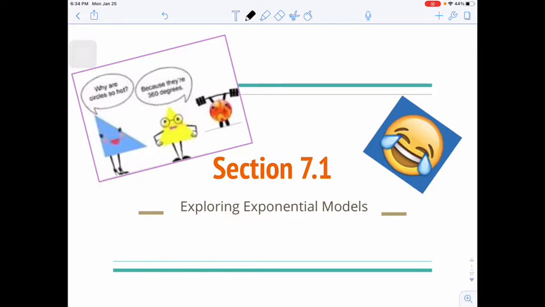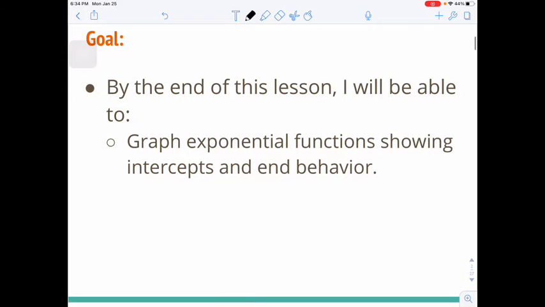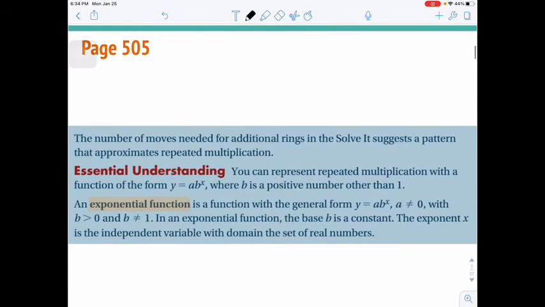Section 7.1 is exploring exponential models. Our goal is to graph exponential functions showing intercepts and end behavior. On page 505, the number of moves needed for additional rings in the Hanoi puzzle suggests a pattern that approximates repeated multiplication. You can represent repeated multiplication with a function of the form y equals a times b to the x power, where b is a positive number other than 1.